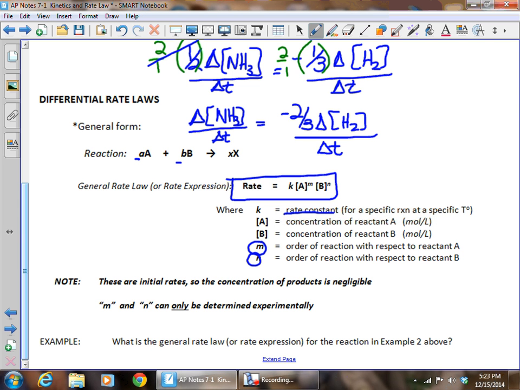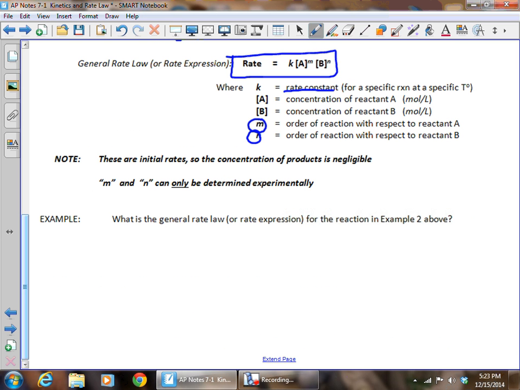So if we were going to do the reaction above, which was N2 plus 3H2 yielding 2NH3, the coefficients mean nothing to us in rate law. We can't use the coefficients for anything. All we're going to do is set this up as a rate expression, and we want initial rate, so we're going to talk about initial rate of disappearance of the reactants. So it's always about the reactants and the reactants only. So the general rate law or rate expression is that rate is equal to k. That's the same thing for every single reaction.